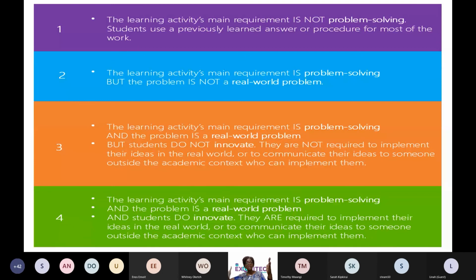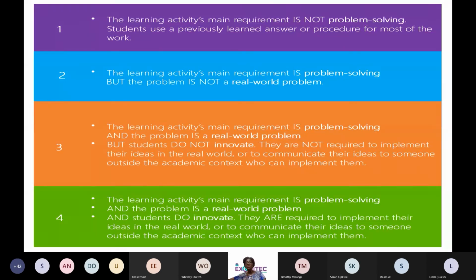So that it's really solving a real world problem, but not innovative. So where it comes to innovation, which is level 4, is where they now implement the ideas, they communicate these ideas to someone outside the academic context who can actually implement them.